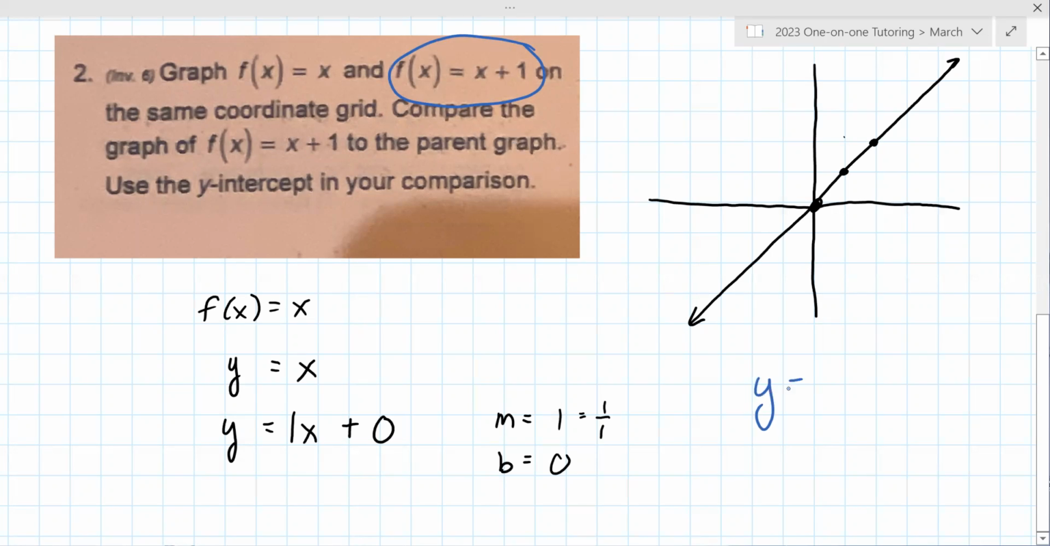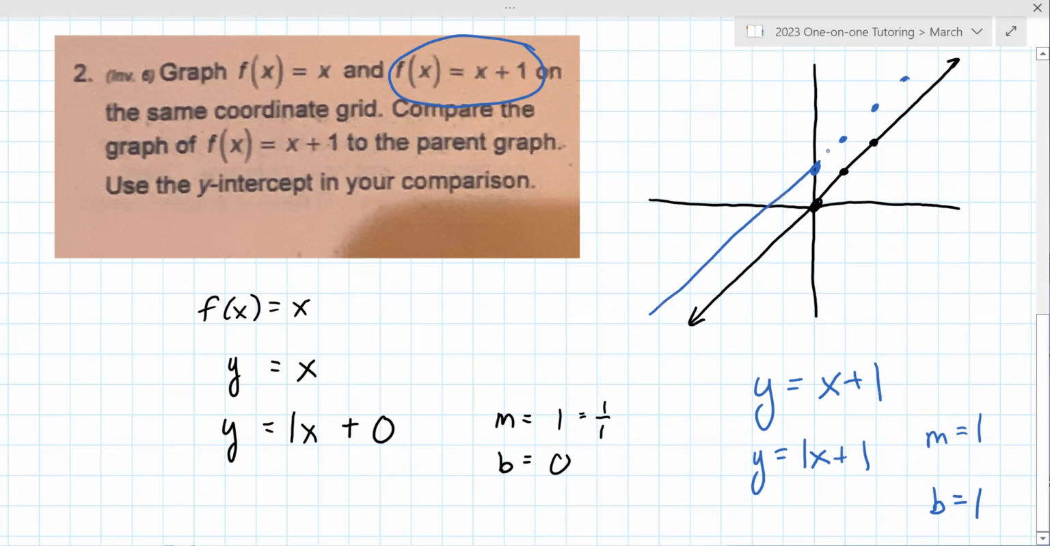So similarly, it's really y equals x plus 1, and that's really 1x plus 1. You can always put that 1 in front of the variable there. So this means the slope is 1 again, just like before, but the b value is 1 this time. So b of 1, slope of 1 means to go up 1, right 1, up 1, right 1, and so on.